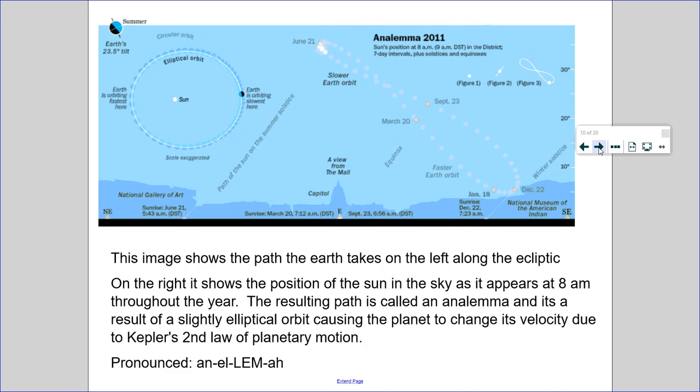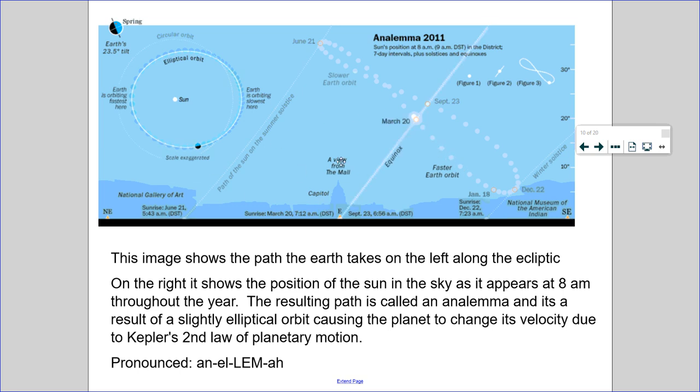Another neat pattern that shows itself is something called an analemma. An analemma is what you get if you take a picture of the sun at the same time of day, every day for a year, or maybe once a week, and it would make this interesting pattern in the sky. So here's that path again.